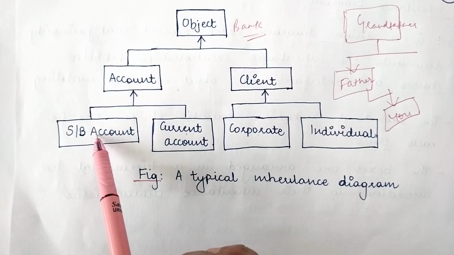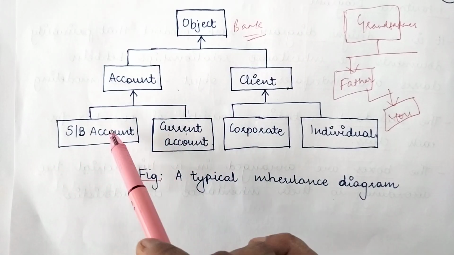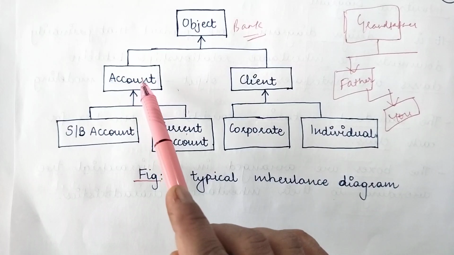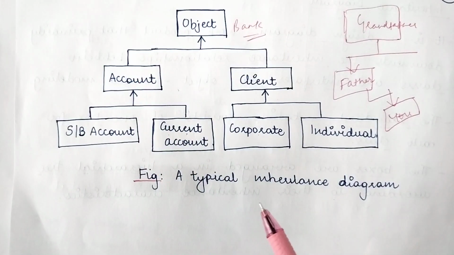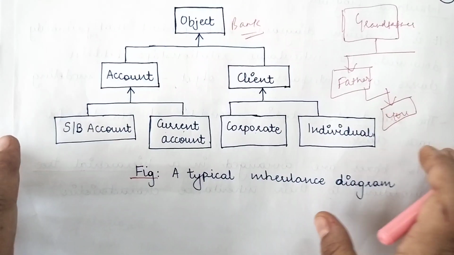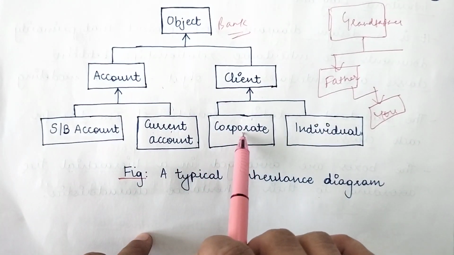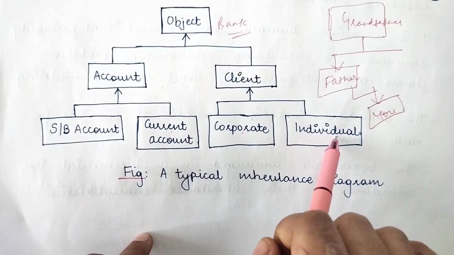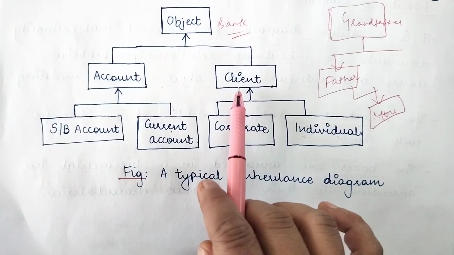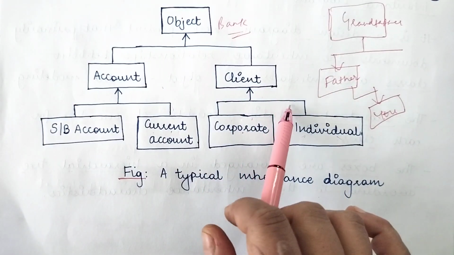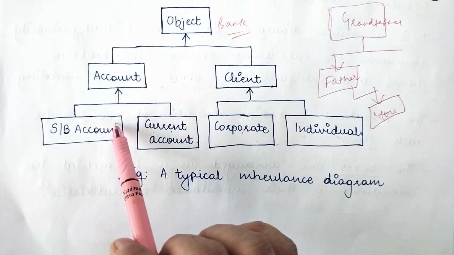Now, the saving account and the current accounts are the specializations of the account, but in general they will have the general properties of the account. They will have an account number, they will have a customer ID, they will have the bank address. Similarly, clients are separated into these two categories, corporate and individual clients, but they have these similar properties of the clients. That means they have a client name, client address, client ID. So they may be specialized, but they inherit the general properties of the classes to which they belong.